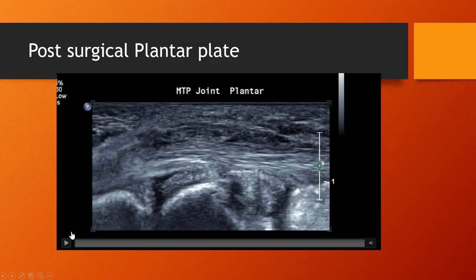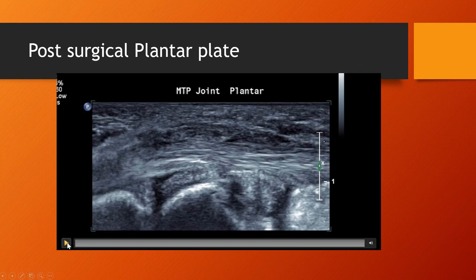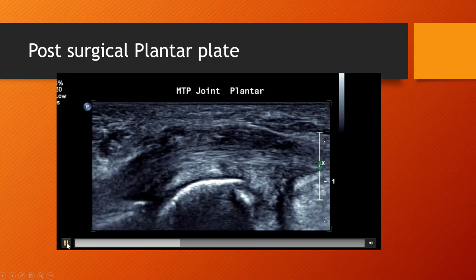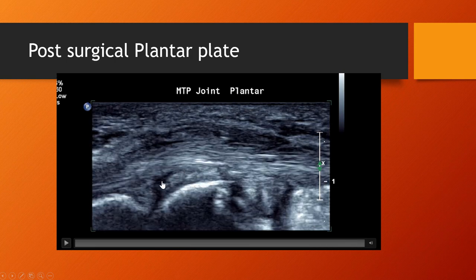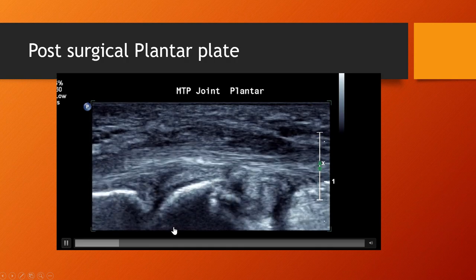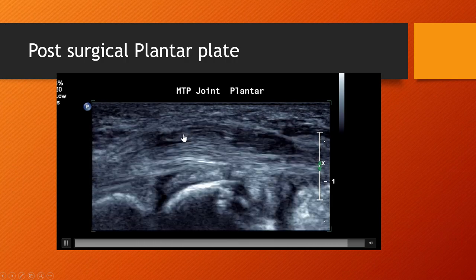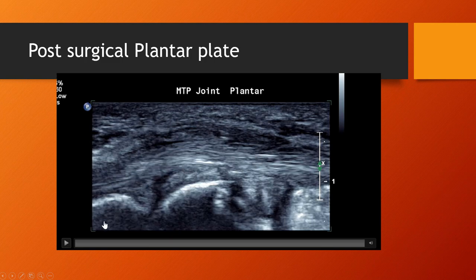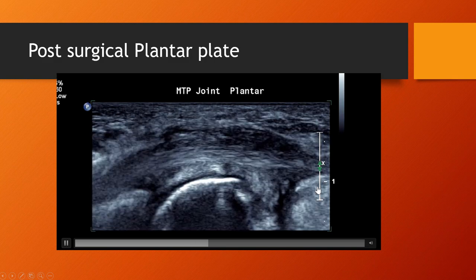So plantar plate tears do get repaired, and I've just put this case in here so you can see what we may see post-surgically, and I can't say I'd want this to be my foot, but you can see the flexor tendon here is intact. We can see the plantar plate here with a few little shadows in it, which are probably just shadowing from suture materials, and there's all this granulation tissue surrounding that flexor tendon. So there was a post-operative tenosynovitis.